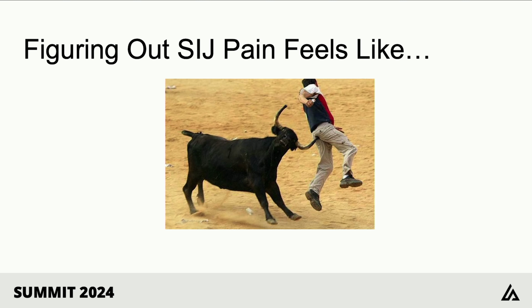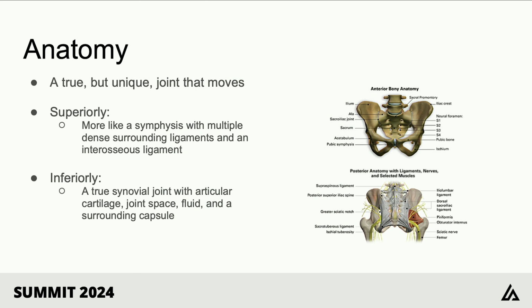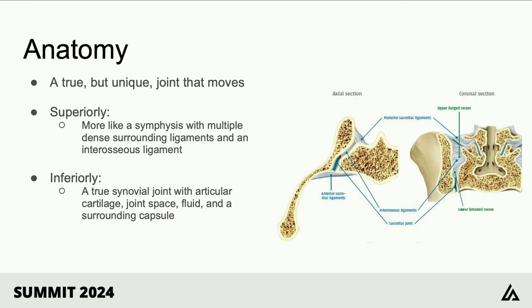And so one of the reasons why it's so difficult is because the anatomy is so unique. And when it comes to the sacroiliac joint, it has two different aspects of the joint that are very opposite each other. The superior part of the joint is almost more like a symphysis. So you have these really dense ligaments that hold everything together, and even an interosseous ligament that runs in the joint. The inferior part of the joint is a true synovial joint. It has articular cartilage, it has a capsule, it has fluid in there. And so you can think about it like we have a joint here that has two very different parts.